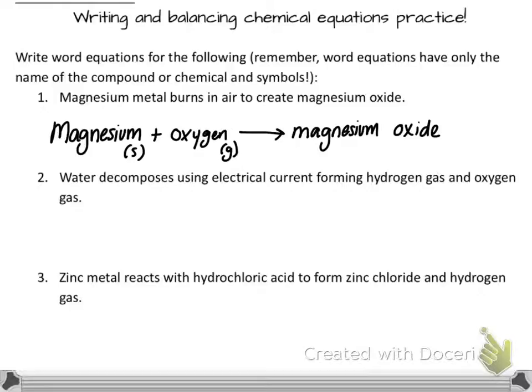Well, the component of air that burns is the oxygen, and that's a gas, and we're told that it forms magnesium oxide. We're not told what the state of the magnesium oxide is, so we cannot include that information.